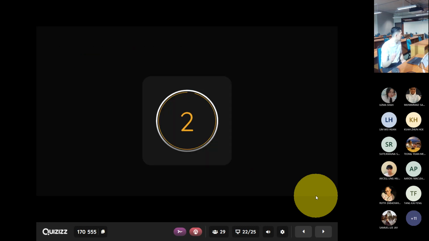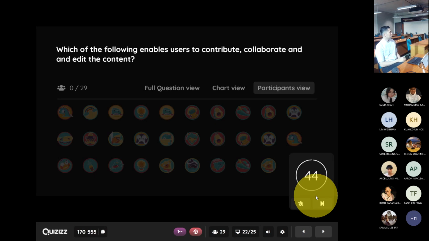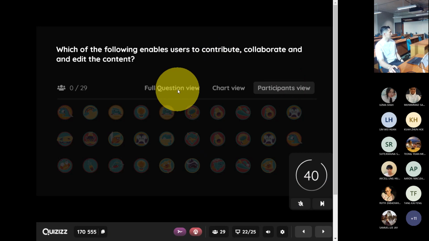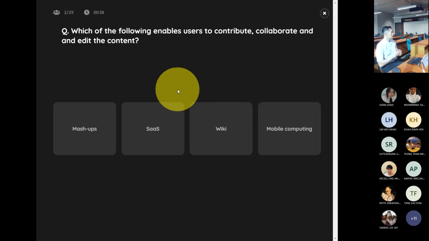Okay. Next question. Last four. Which of the following enables users to contribute, collaborate, and edit the content? This also exists in Microsoft Teams. It depends on whether you use it or not.